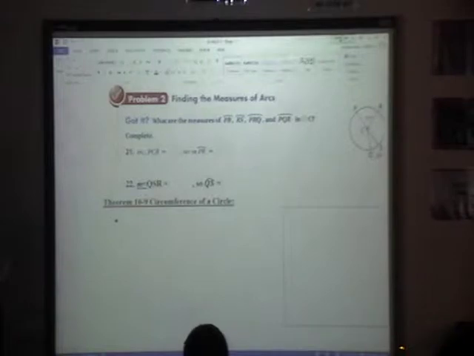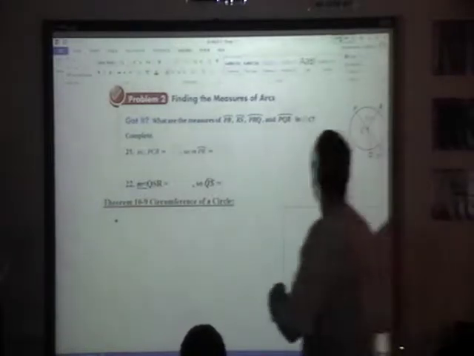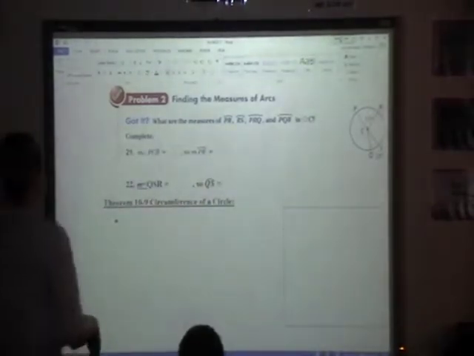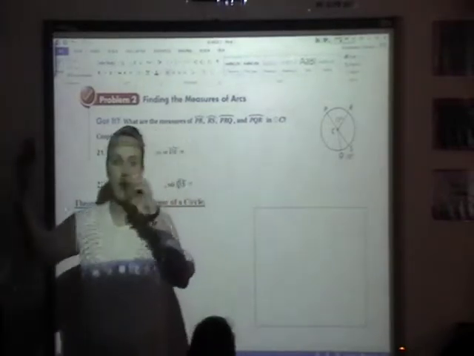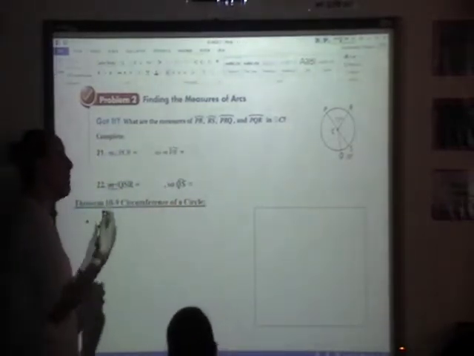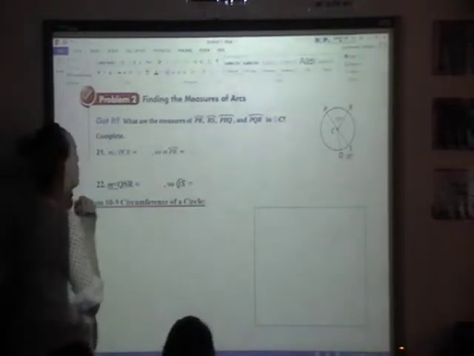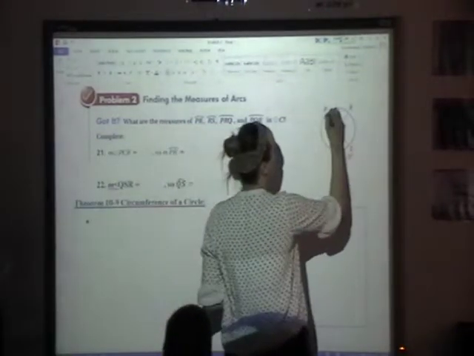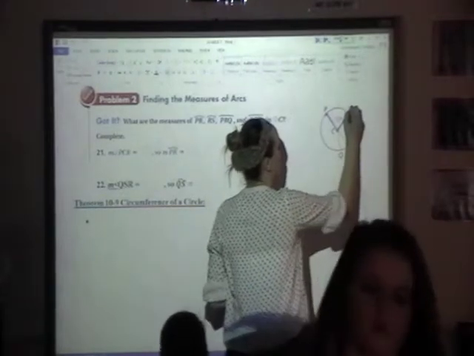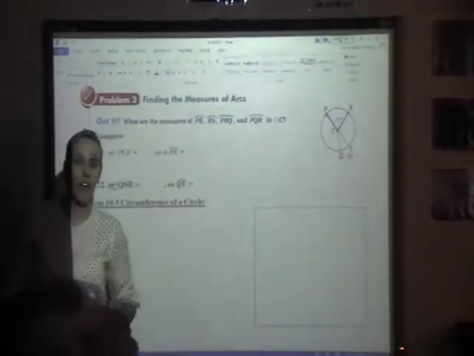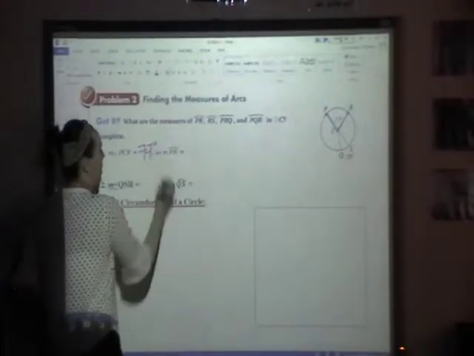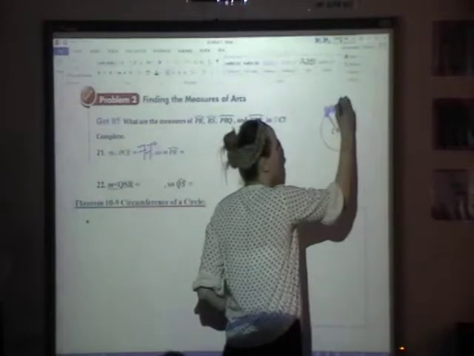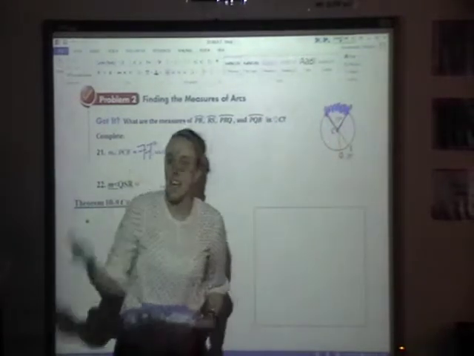Alright, so finding the measure of an arc. We're just talking about how a central angle is the same degree as its arc measure, so we can easily find arc measures or angle measures. So it says the measure of angle PCR. What is the measure of that angle, PCR? 77. So therefore, the arc that was created by that angle, what do we know about a central angle and its arc?